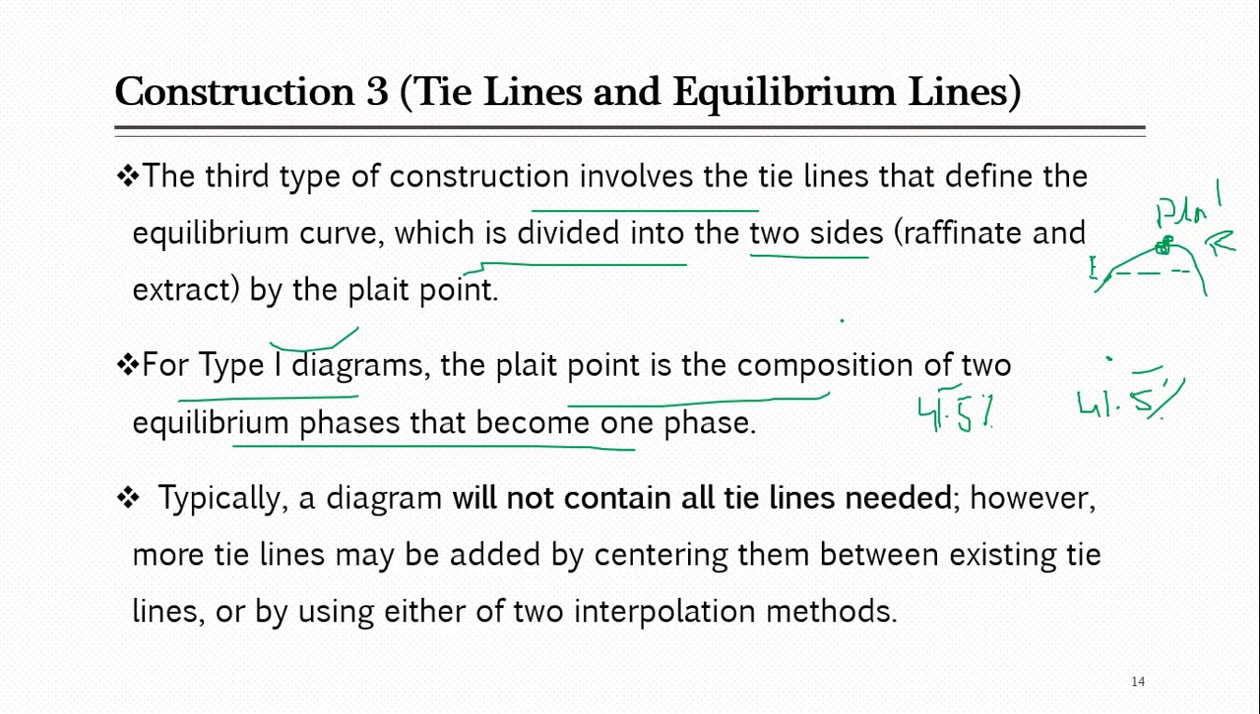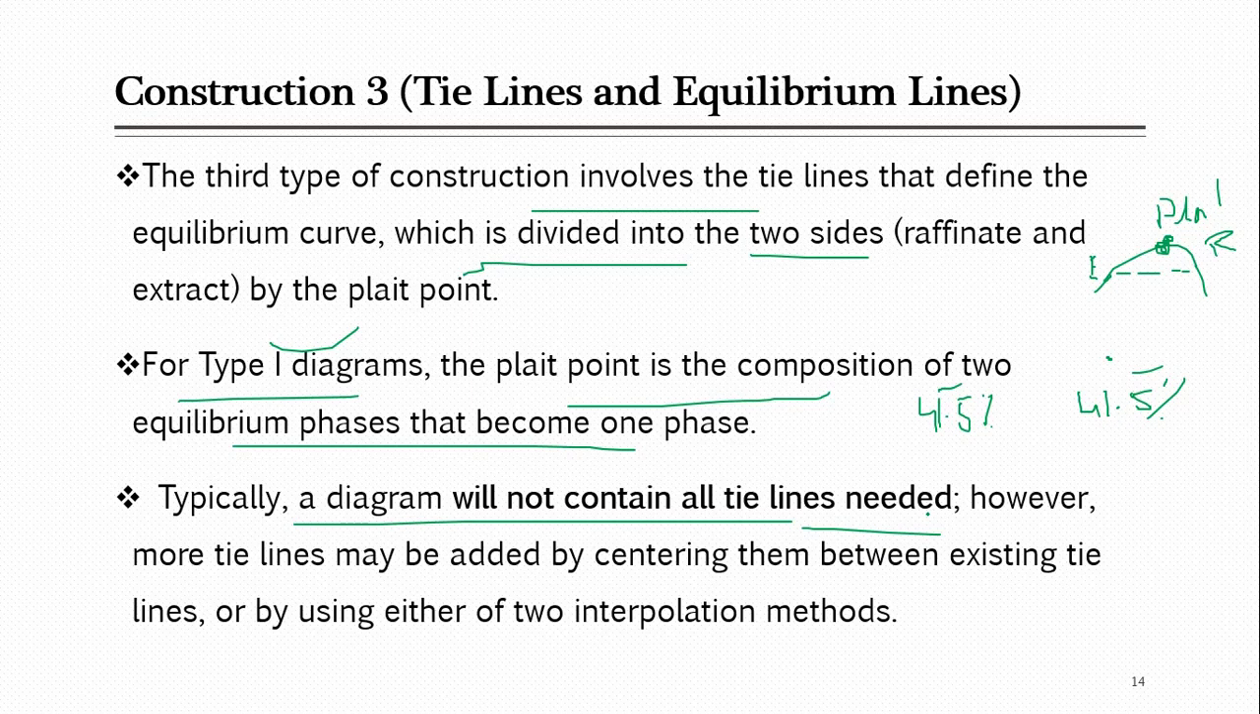So typically a diagram will not contain all the tie lines which you need. Actually, later we are going to see that sometimes you need some tie lines, or you have to extrapolate some tie lines which are not available inside your diagram. So if there are only a few tie lines, you can only draw based on the given data.